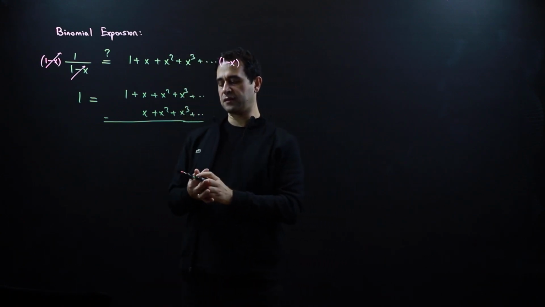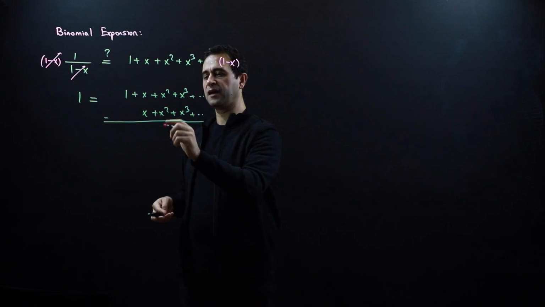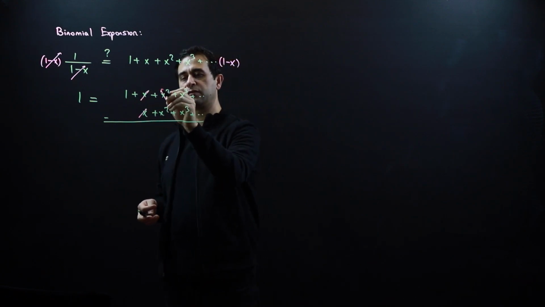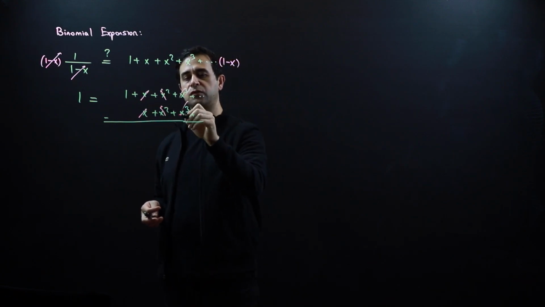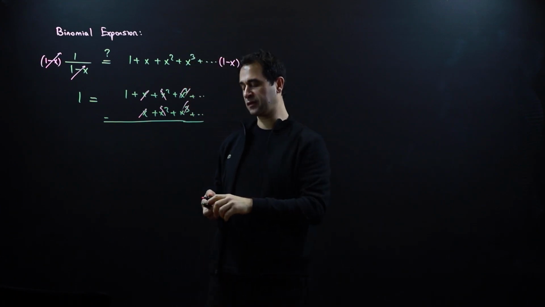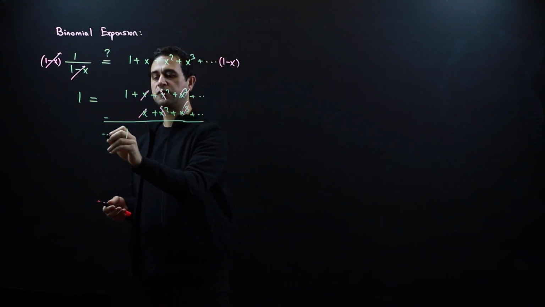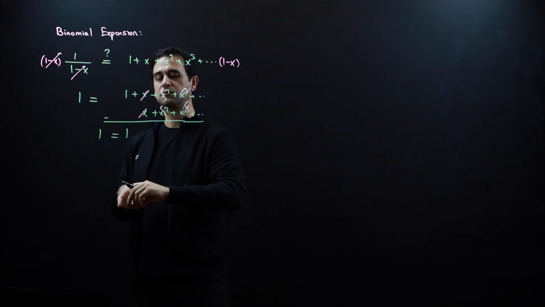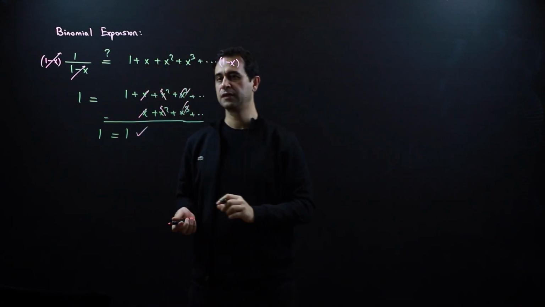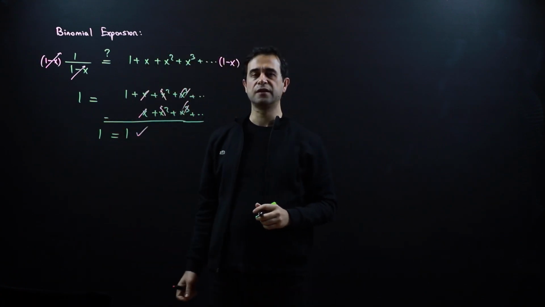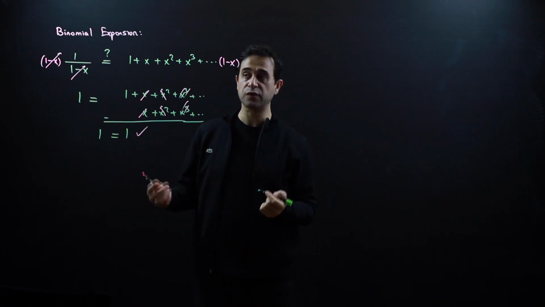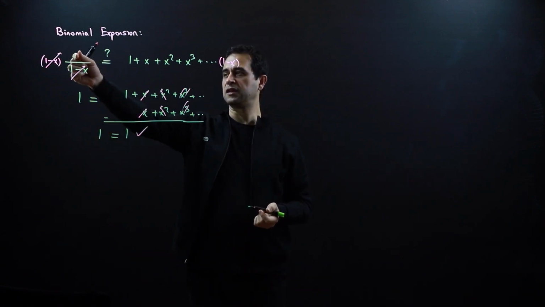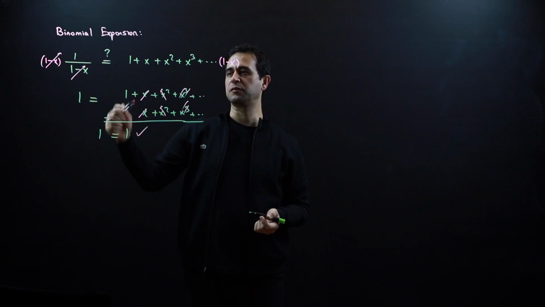So you see that these guys cancel at each order. So x squares cancel, x cubes cancel, etc. All of the terms cancel. And you are left with 1. So 1 is equal to 1. Okay? So this is a physicist way of checking, not proving, the correctness of 1 over 1 minus x.